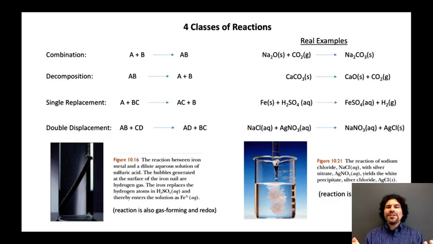of being partnered with the nitrate, is now partnered with the chloride. The way we know that a chemical reaction has taken place here is you can immediately see a precipitate forming, because silver chloride is actually a solid and is not soluble in water, so it doesn't stay in solution. Incidentally, the single replacement reaction is also gas forming and redox, and the double displacement reaction, as we talked about, is a precipitation reaction.